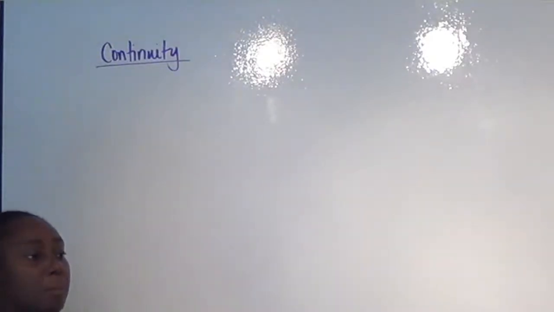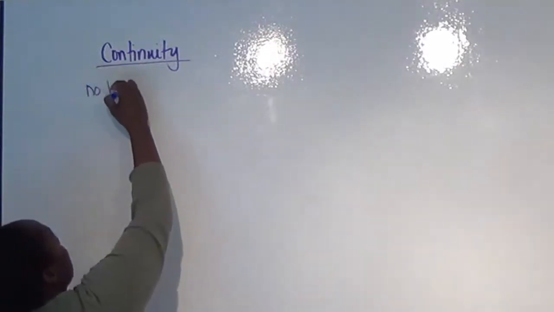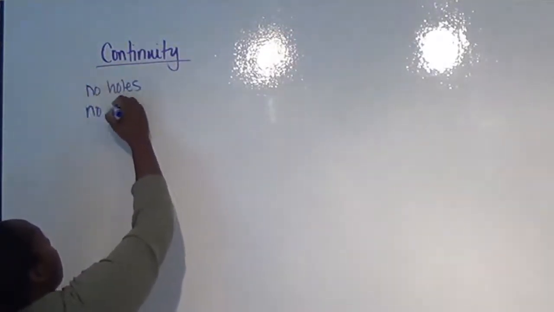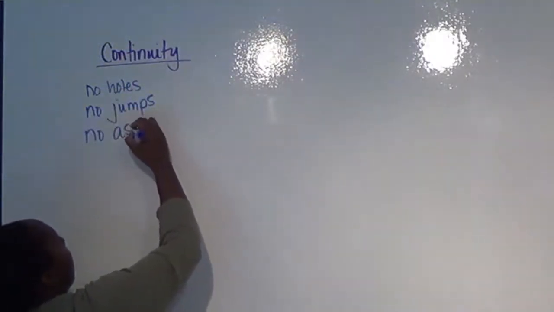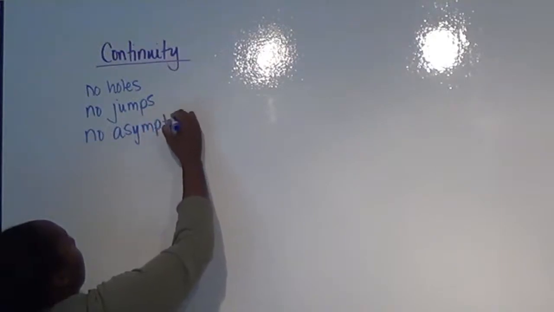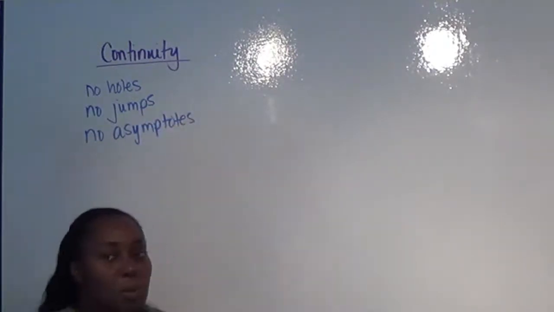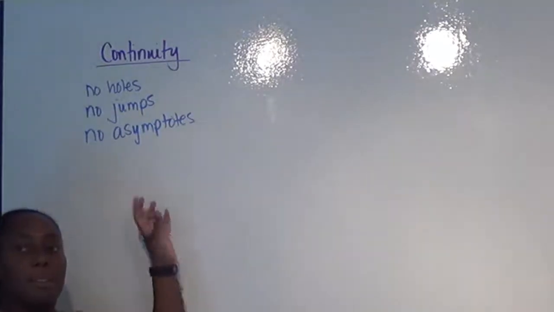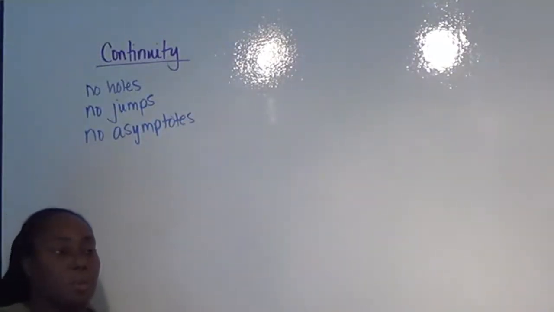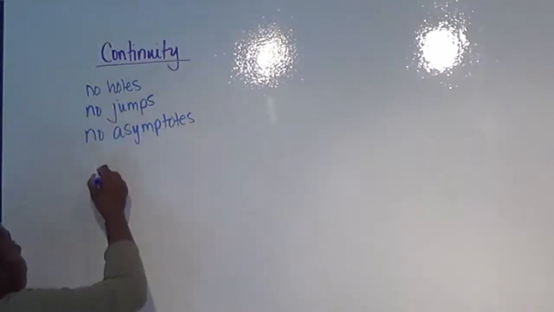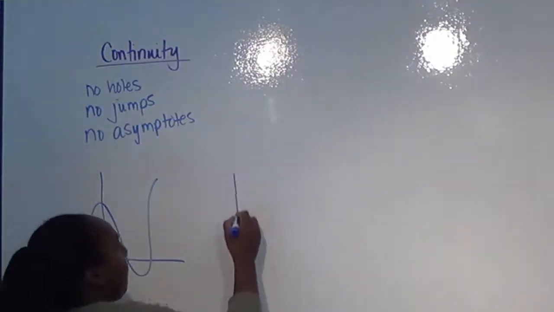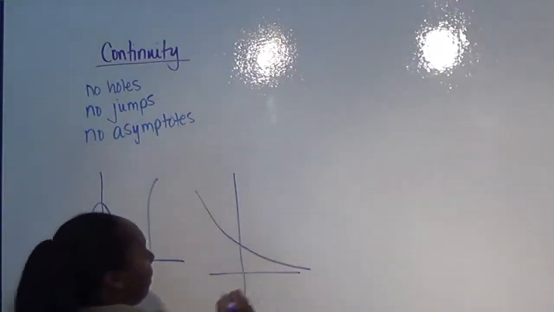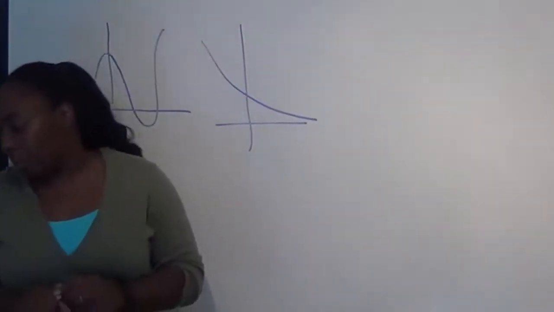So anytime we're thinking about a continuous function, we're looking for three things. We're looking for no holes, no jumps, no asymptotes. Okay? So if we can draw a graph that doesn't have these things, then we know that it's going to be continuous. And so usually what we're looking for is graphs where we can draw them without picking up our pen or pencil.